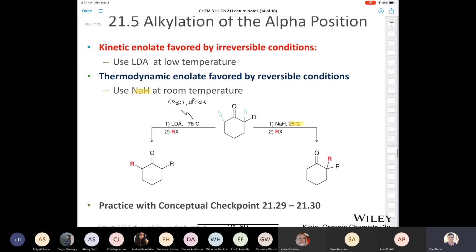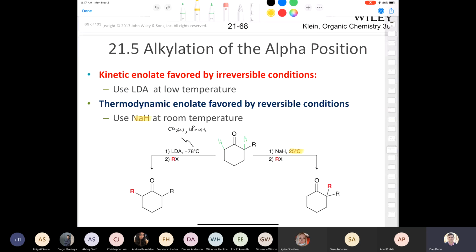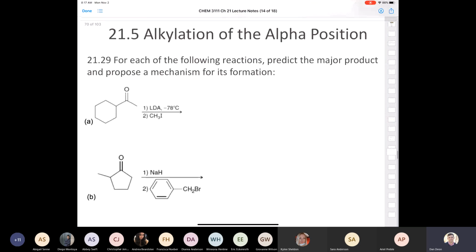So the bottom line, or the take-home message as an Organic Chemistry 2 student, is that when you treat an unsymmetrical, alpha substituted ketone with LDA at low temperature, you're going to form the kinetic enolate, which is the less hindered enolate, or the less substituted enolate. And when you treat it with sodium hydride at room temperature, you're going to form the thermodynamic enolate, which is the more substituted enolate. Nothing more than that. I've taught this class long enough to know that most students simply memorize this. Let's tackle a problem here.